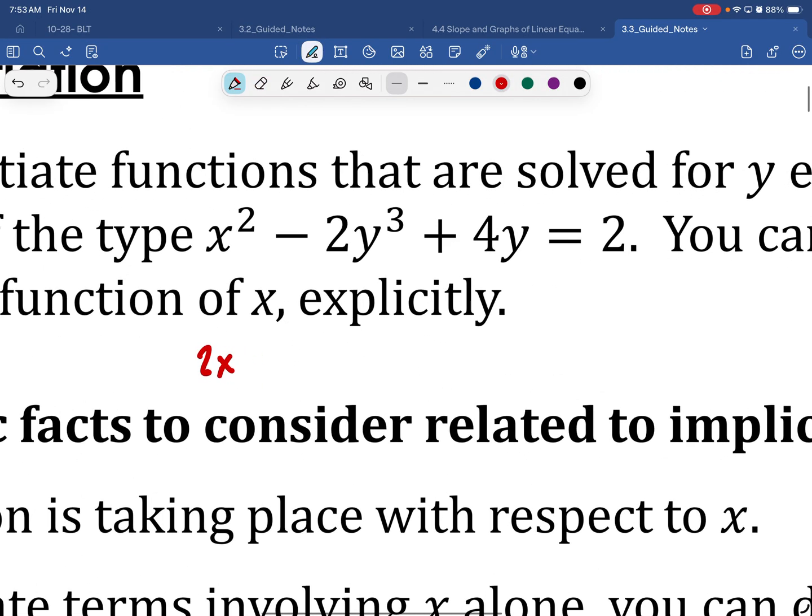And then obviously this would be negative 6y squared, right? And we would write a y prime there, or how does y change with respect to x? We could write dy dx. Either one of those is fine. And then the next one would be plus 4y prime or 4 dy dx equals 0. That is implicit differentiation. And we've already been doing it.